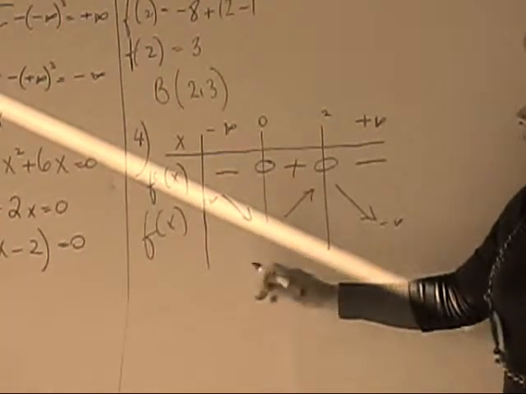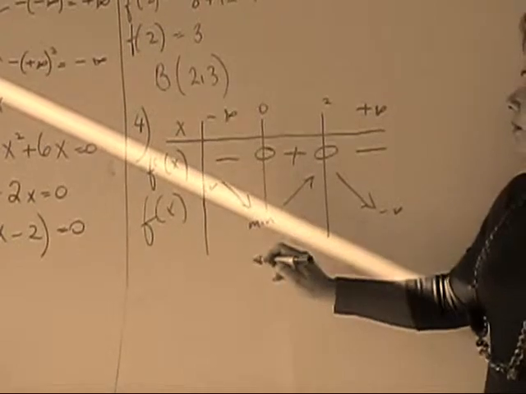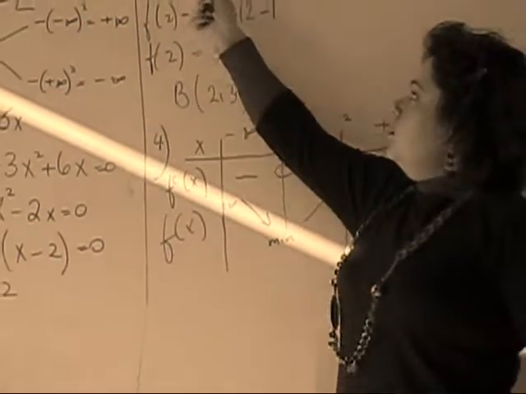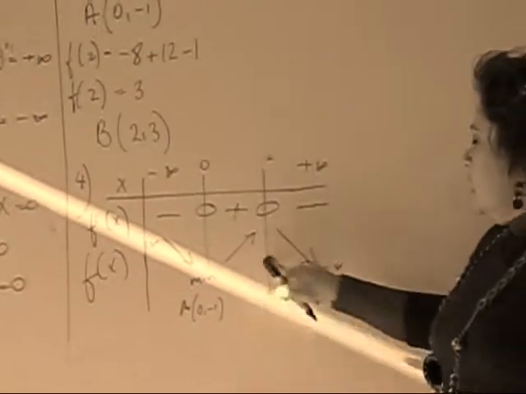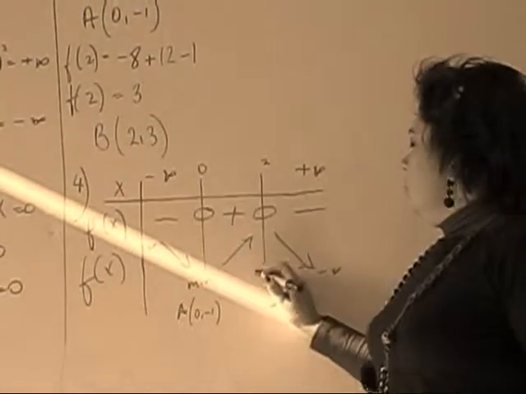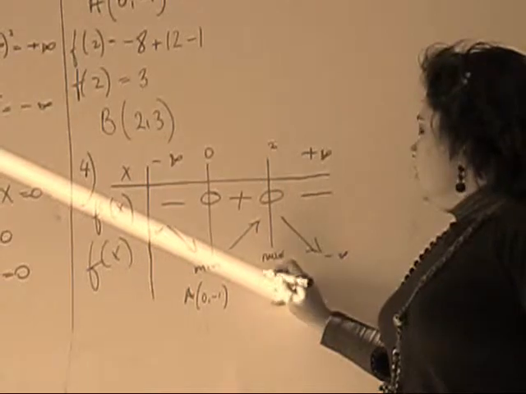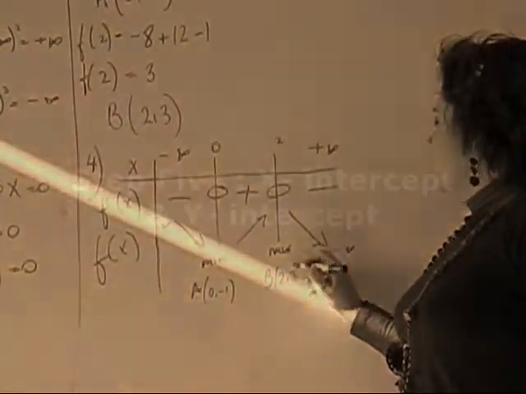This here is a valley, which means it's a minimum. Minimum 0, minus 1. And this is a hill, so it's going to be a maximum. And B is 2, 3.